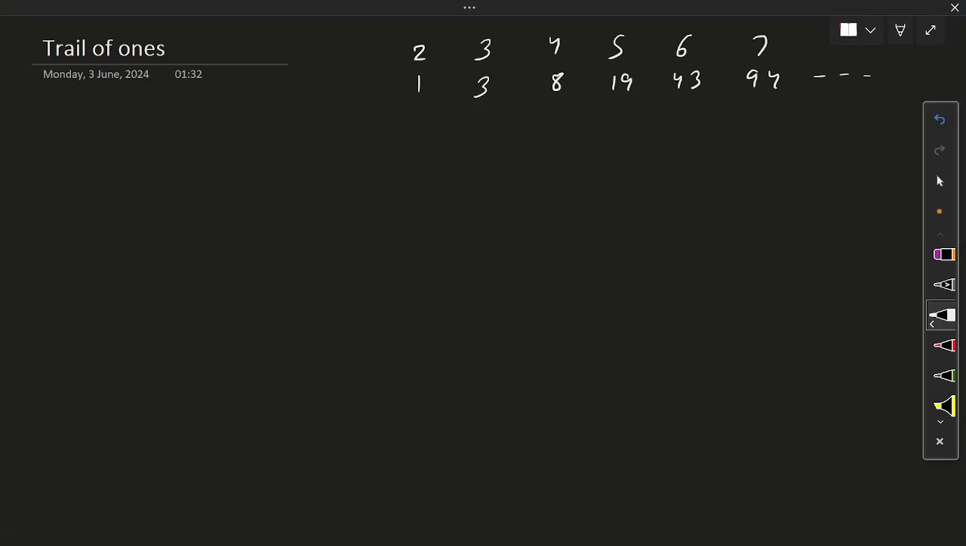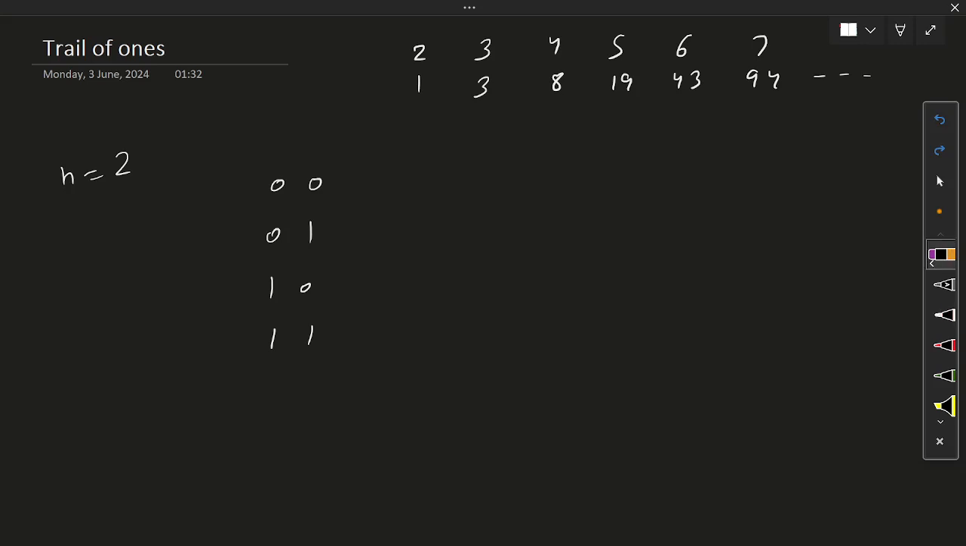The question name is trailing ones. Suppose we have a variable n and its value is 2. So just write its bits, 0 1 1 0 1 1, and in that I have to tell how many consecutive ones are there. In 2 we have one consecutive one. So the answer is 1.